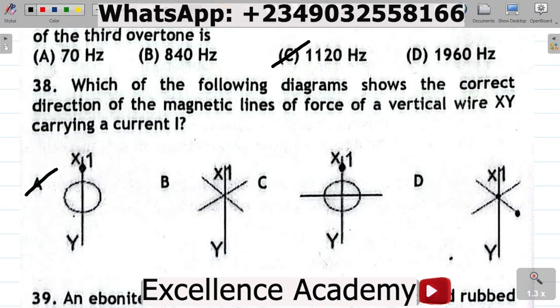And it is A because from the right hand rule, the thumb is usually along the current upward from Y to X, and the magnetic field forms concentric circular field lines around the wire. And it is option A that correctly shows the circular lines, as you can see here, circling the vertical wire. So hence option A is the correct answer.